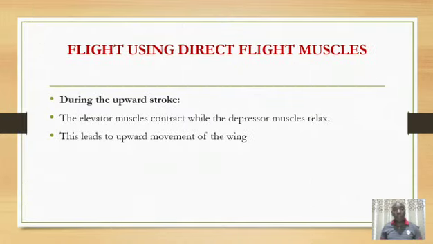We now look at flight using direct flight muscles. Remember, direct muscles are attached to the base of the wing directly. Like I told you, the muscle which contracts plays the biggest role.